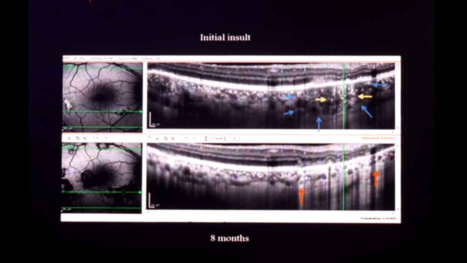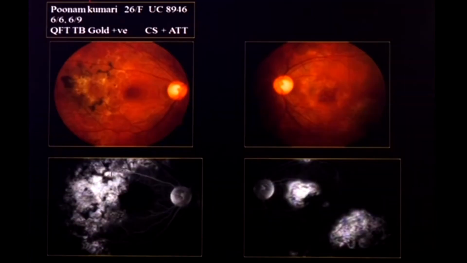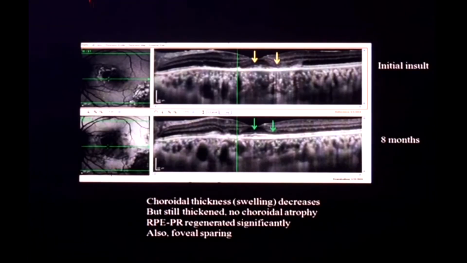There's a lot of hyperreflective foci, probably suggesting a cellular infiltration, a granuloma, and a diffuse thickening of the choroid, and at 8 months you see everything is gone. This is another example where we have seen that there is regeneration of the external limiting membrane and the photoreceptors at the end of the healing stage.